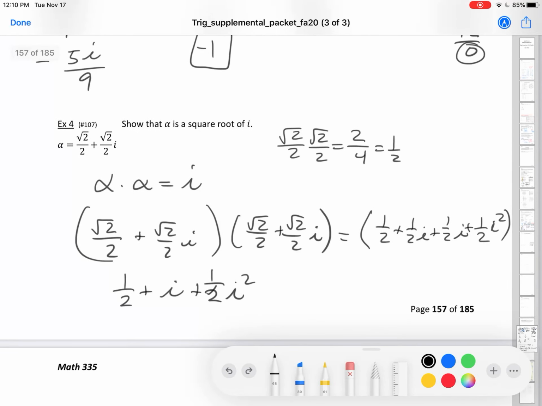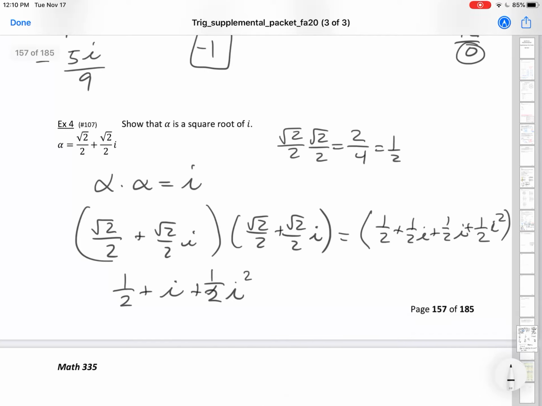Let me back up a little bit. Okay. So we have this 1/2 plus the i. Hopefully you see where the i came from. Half of i plus half of i is 1 full i. Minus 1/2, right? Because this is negative 1. The i squared. And 1/2 minus 1/2 is 0. So absolutely it is the square root of i.